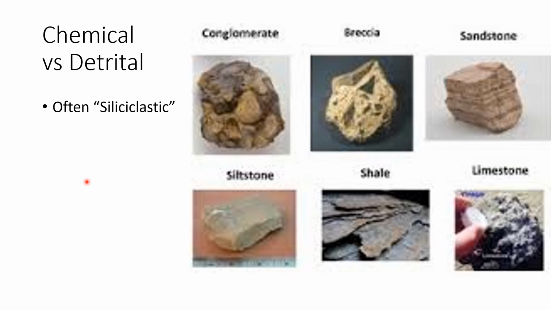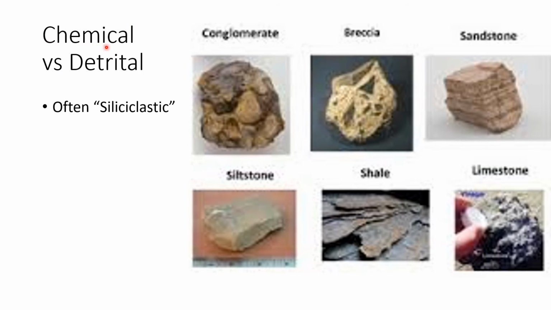So how we classify sedimentary rock. Here I have two major classes, and I would like to put quotes around chemical here: chemical versus detrital. And detrital I will also often call siliciclastic. Most of what we've talked about with sedimentation processes is going to refer to the siliciclastic rocks, the conglomerates and sandstones and shales and stuff like that.